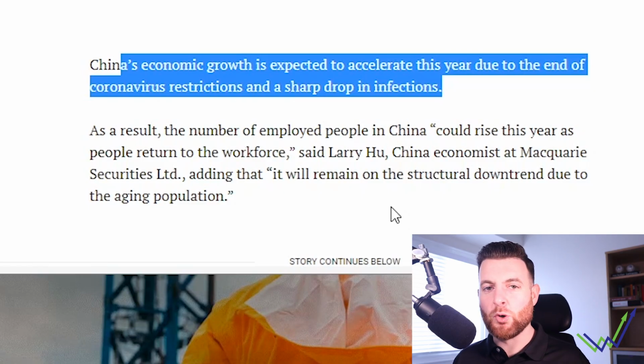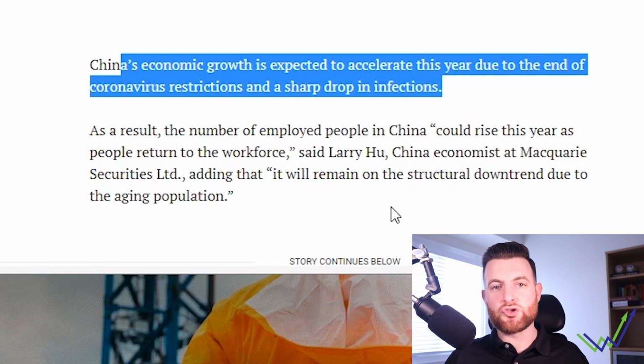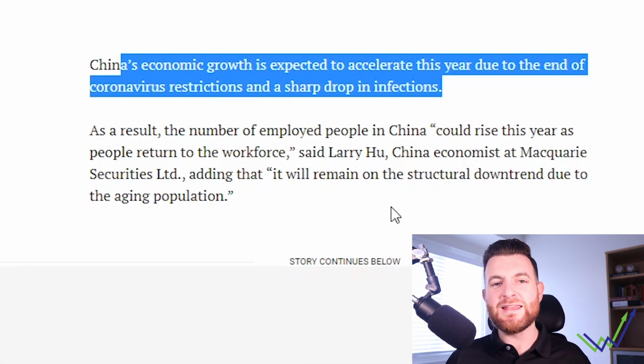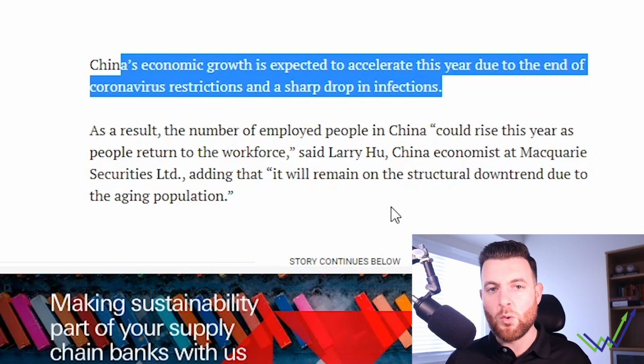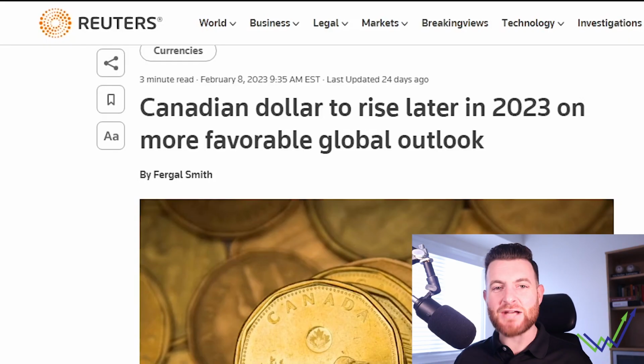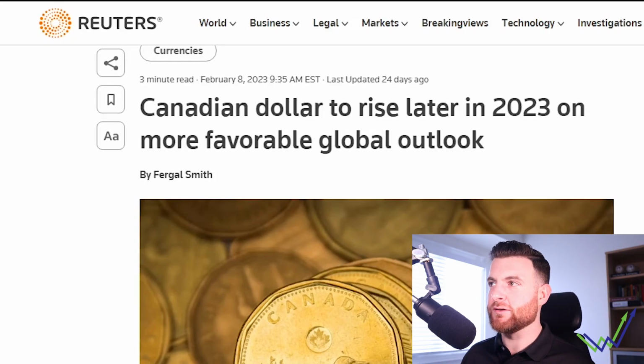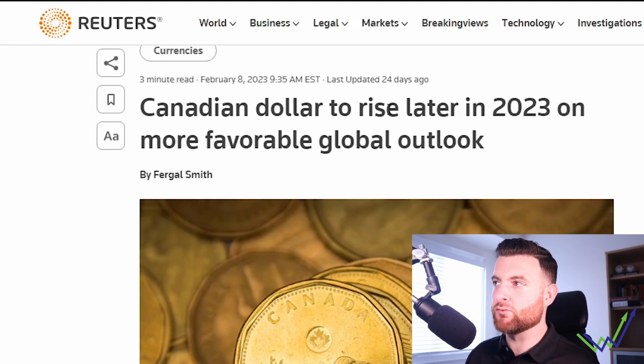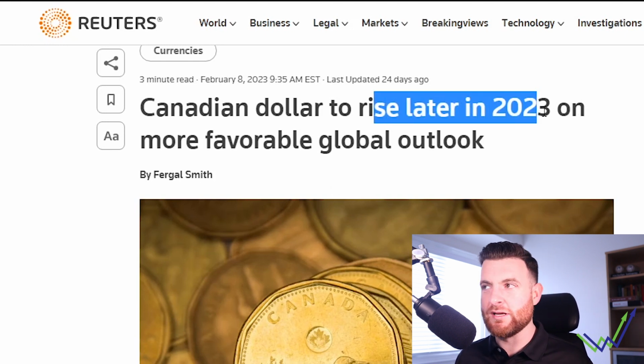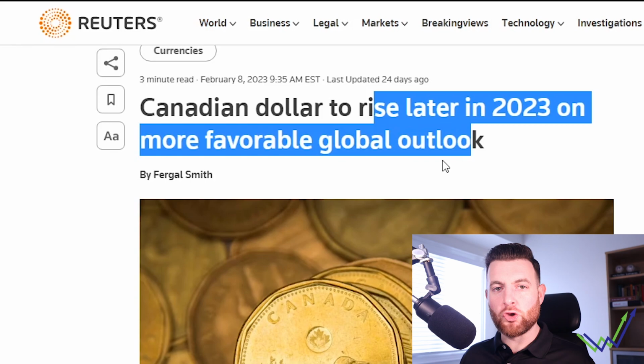Now, why is this important, you ask? Well, obviously China was going through lockdowns and restrictions on its economy. Those are now lifting, and the economy is expected to accelerate through the rest of the year, meaning that the workforce will come back. Now, what does this have to do with the Canadian dollar? Well, we go to a Reuters article that is super bullish on the Canadian dollar, saying that it's expected to rise later in 2023 based on a more favorable global outlook.